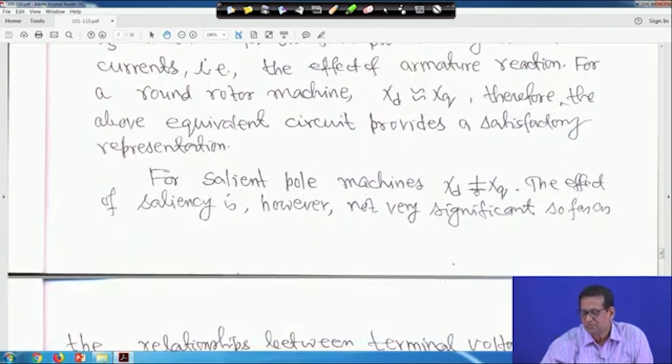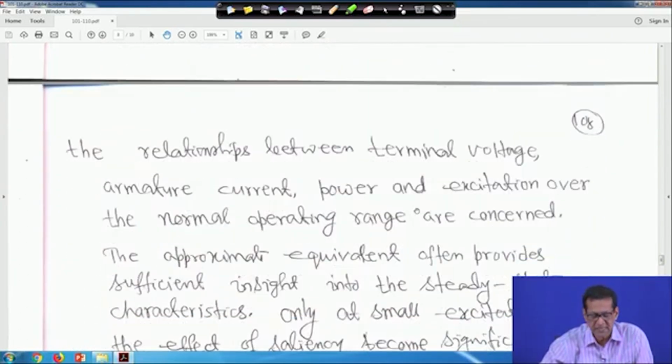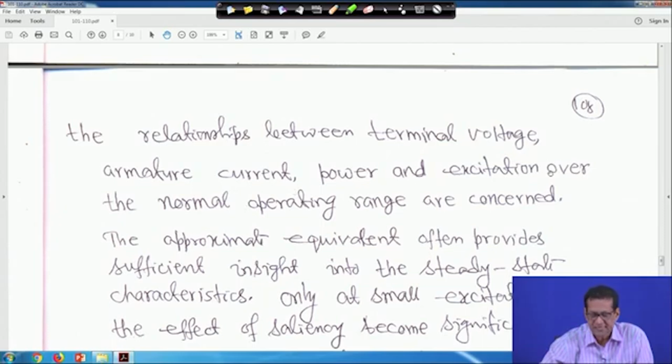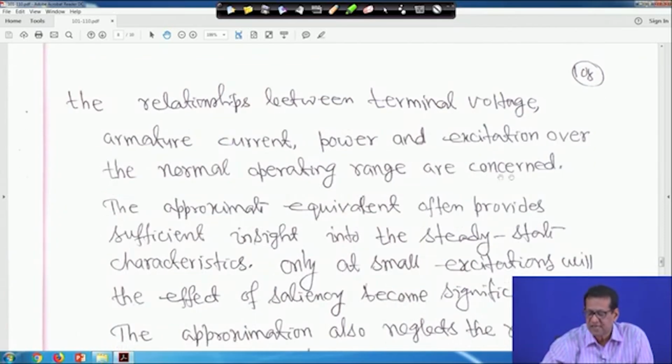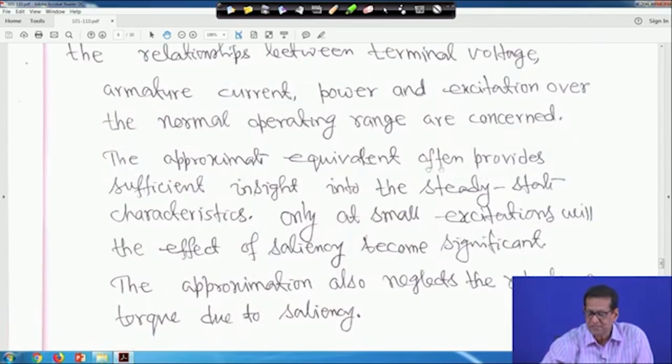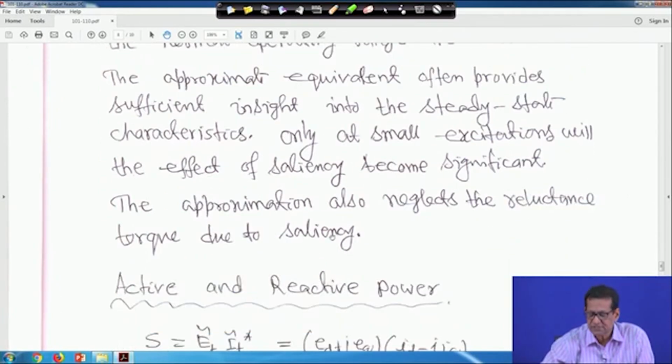For a salient pole machine, of course, Xd is not equal to Xq. The effect of salience is, however, not very significant so far as the relationship between terminal voltage, armature current, power and excitation over the normal operating range is concerned. The approximate equivalent often provides sufficient insight into the steady state characteristics. Only at small excitations will the effect of saliency become significant. The approximation also neglects the reluctance torques due to saliency.